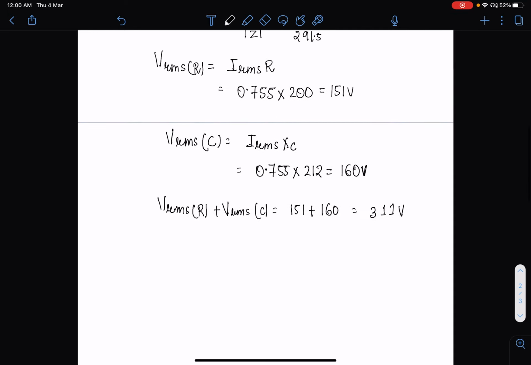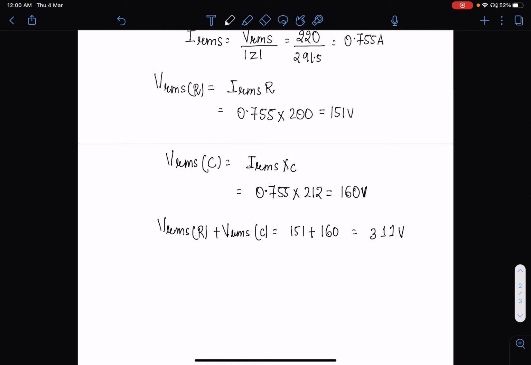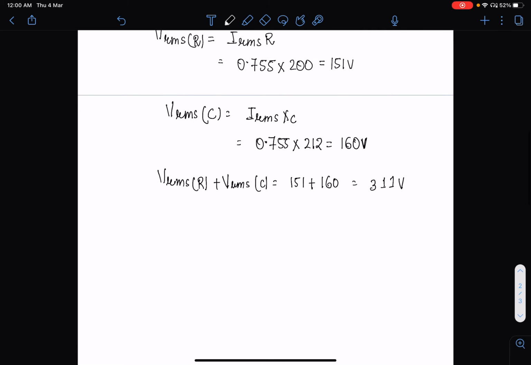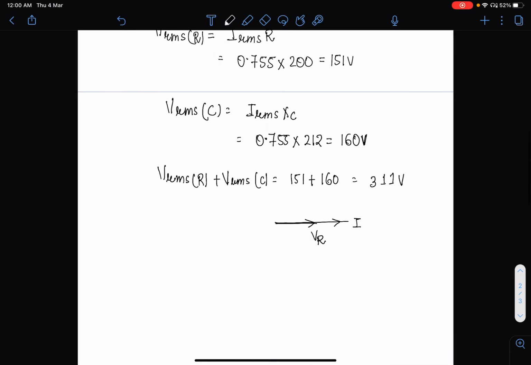That is the reason this result is not a simple algebraic addition. So what we have to do here is actually vector addition, right? So for example, let's say this is the current phasor, and we know the voltage across the resistance will be in the direction of current. So you can say this is the VR phasor also, because across the resistor current and voltage both remain in the same phase. Now you will draw for the capacitor.